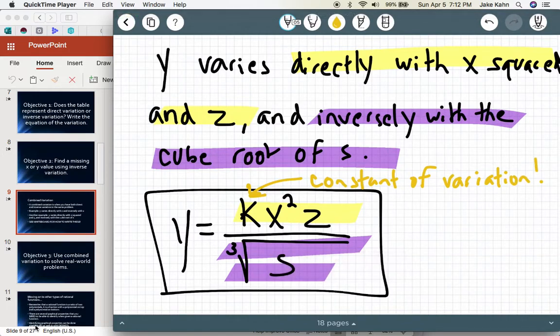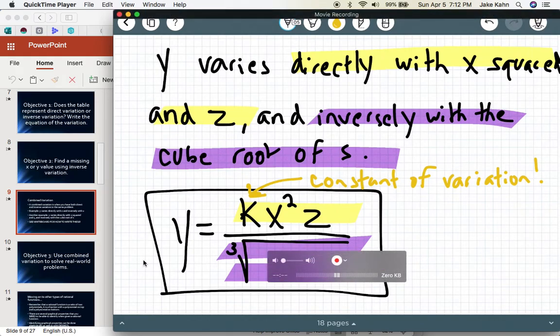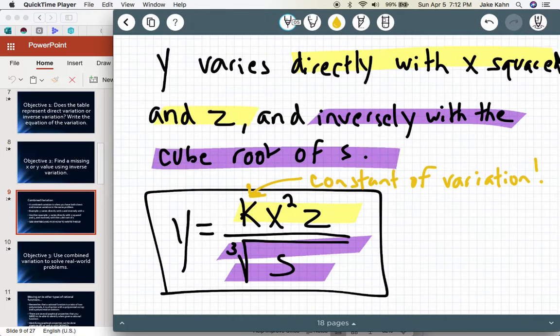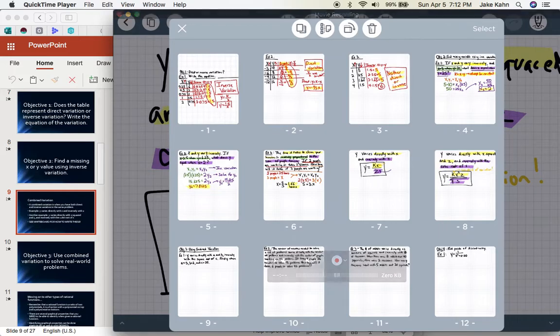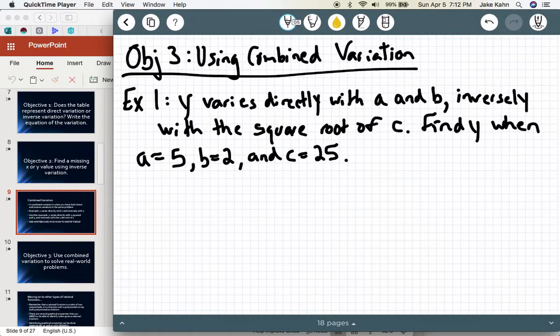All right, and that is going to bring me to objective 3, which is using combined variation to actually solve problems. So let's move forward here and start solving some problems with combined variation. Example 1 is not a word problem. We're going to get to those later. It says here, y varies directly with a and b and inversely with the square root of c. Find y when a is equal to 5, b is equal to 2, and c is equal to 25.